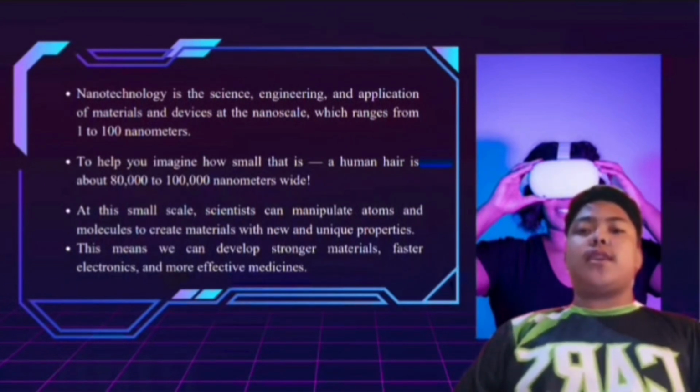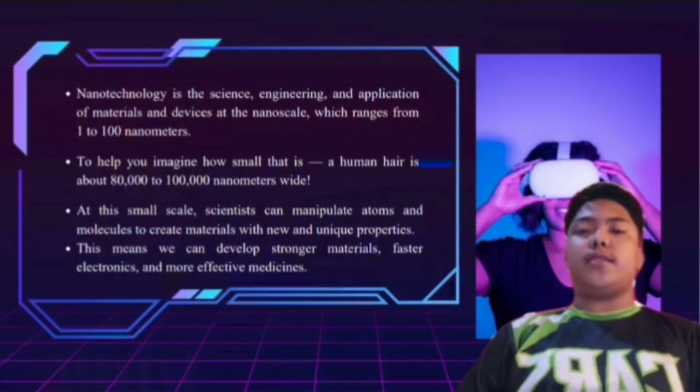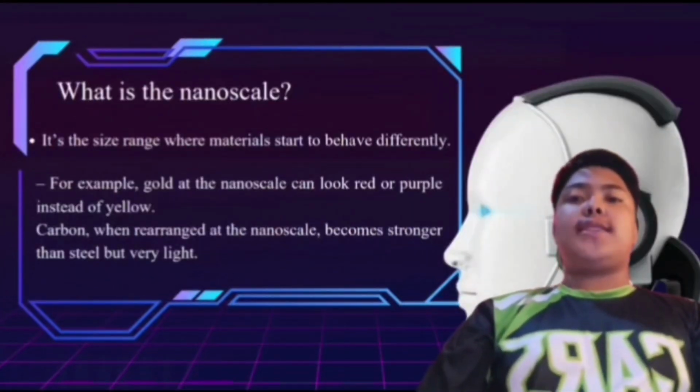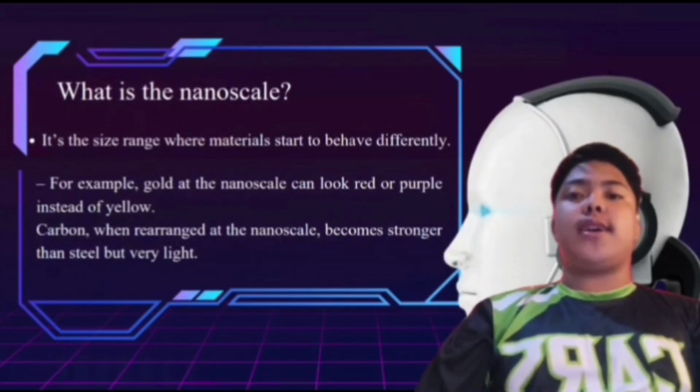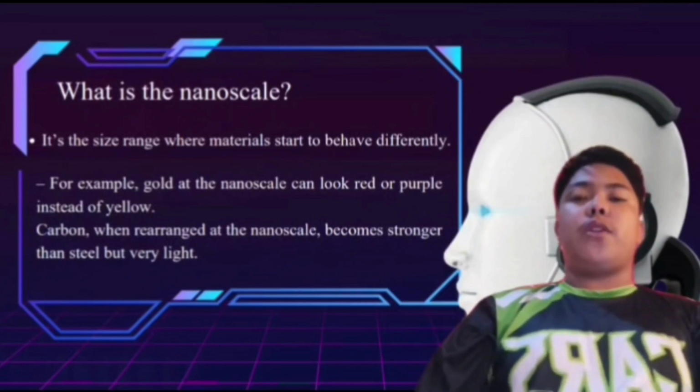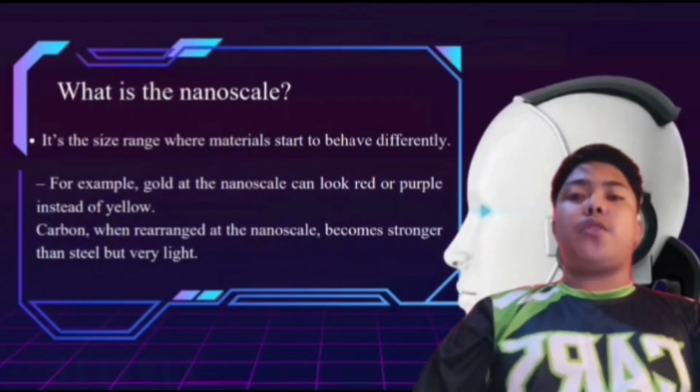At these small scales, scientists can manipulate atoms and molecules to create materials with new and unique properties. This means we can develop stronger materials, faster electronics, and more effective medicines. Now, what exactly is the nanoscale? It's the size range where materials start acting differently, almost like they have a new personality. For example, gold at the nanoscale can appear red or purple instead of yellow, and carbon, when rearranged at the nanoscale, can be stronger than steel but extremely light.